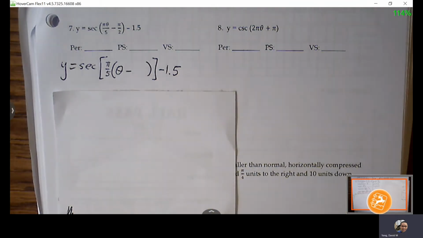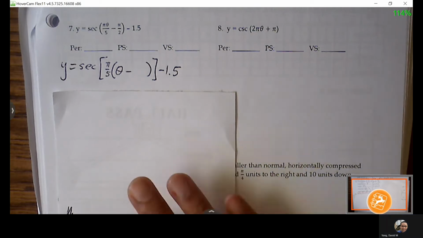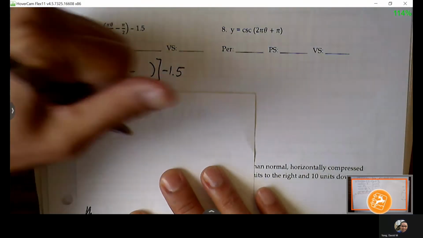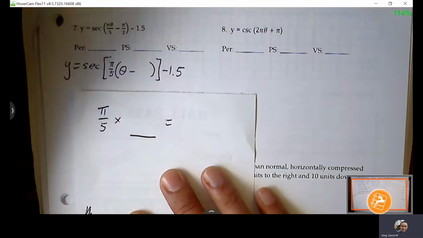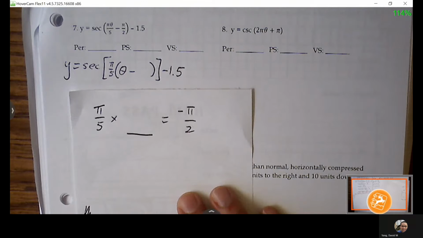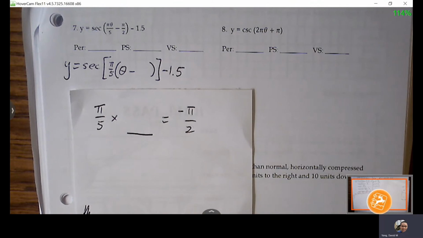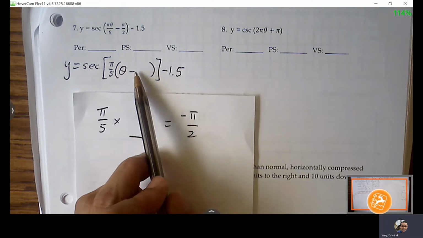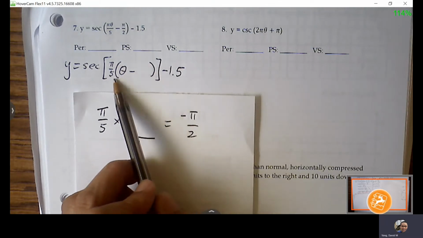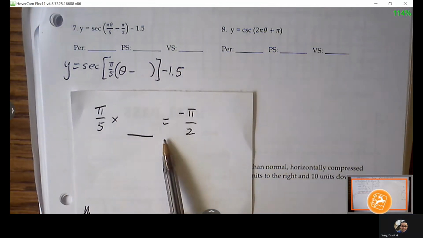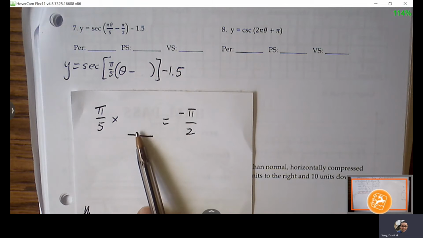So the first step I did was to factor that π/5 out. But now we got to figure out this puzzle, right? π/5 times what will give me -π/2? So there's my factored b value. I need to figure out what goes in this space so that when I multiply these together, I can get back to my original c value. Okay. Any idea what this number could be?